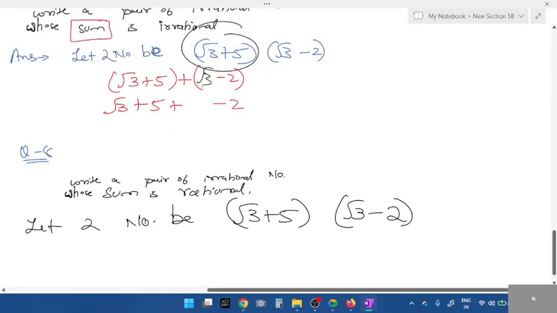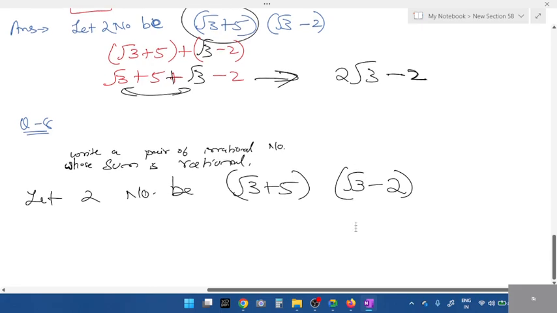If I open the bracket, what are the like terms here? What is root 3 into root 3? When you add, what do you get? Yesterday I taught you all. For like terms, how many root 3's are there? 1 or 2? 2 root 3. So the answer will be 2 root 3 minus 2. Still it is an irrational number, right?